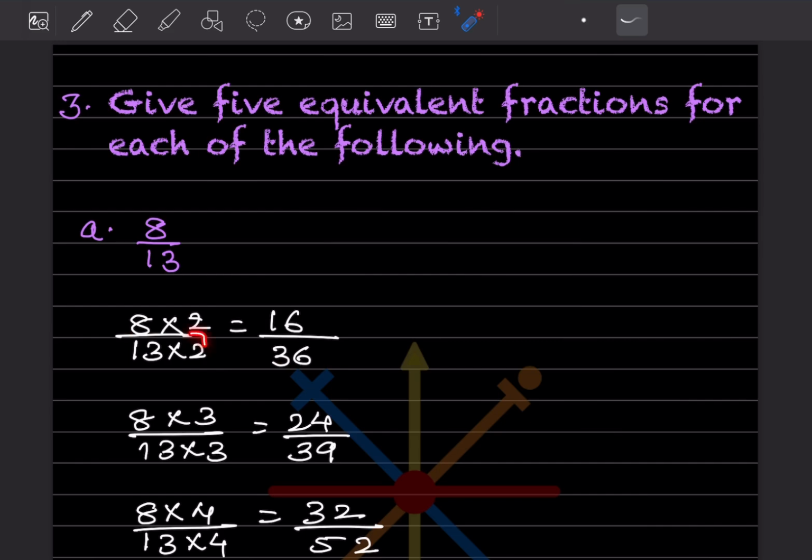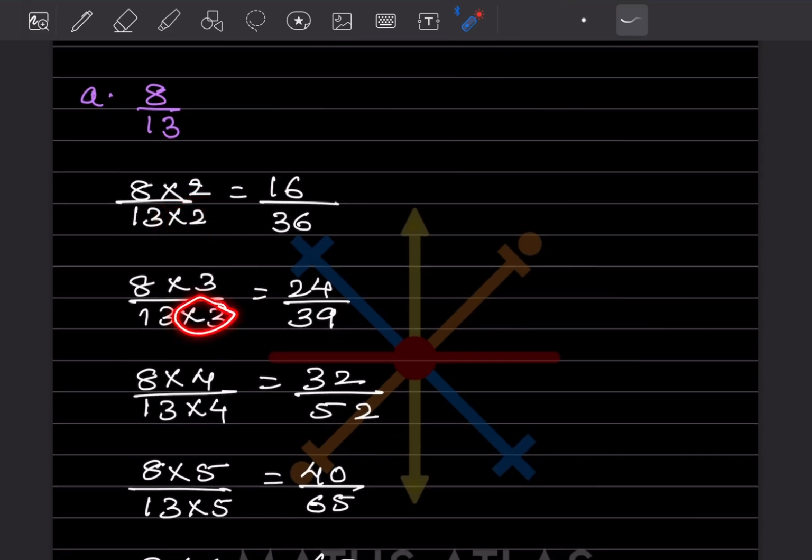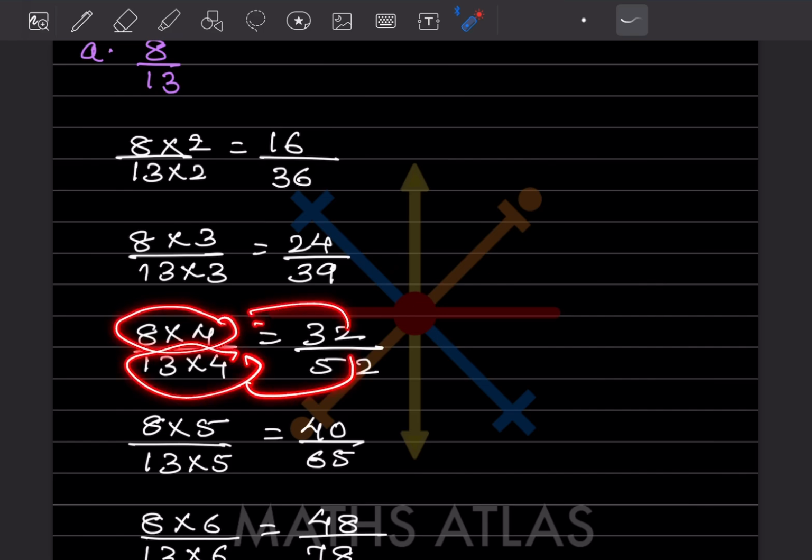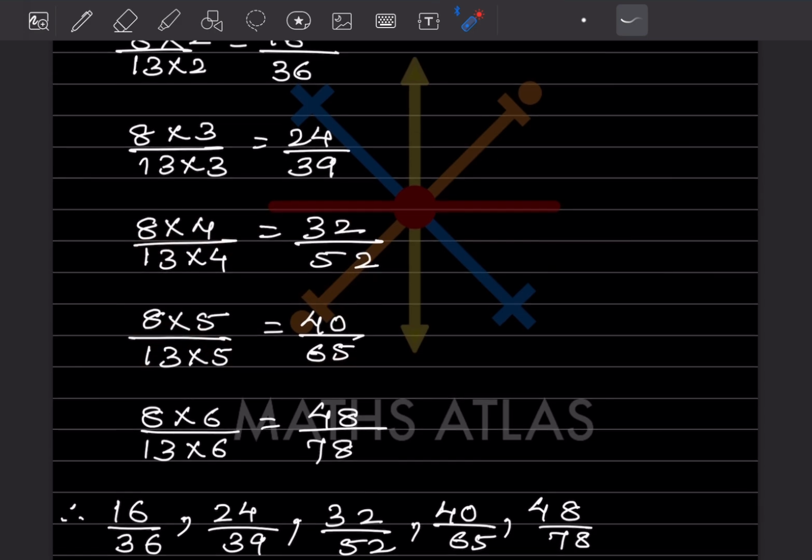Again, what will you do? Then you will multiply by 3, 4, 5 and 6 because we want 5 equivalent fractions: 1, 2, 3, 4, 5. Same thing, if you multiply this by 3, this also by 3. So this is easy. Once you know one, you can do the others. So this is going to be 24 by 39, again 32 by 52, 40 by 65, then 48 by 78.